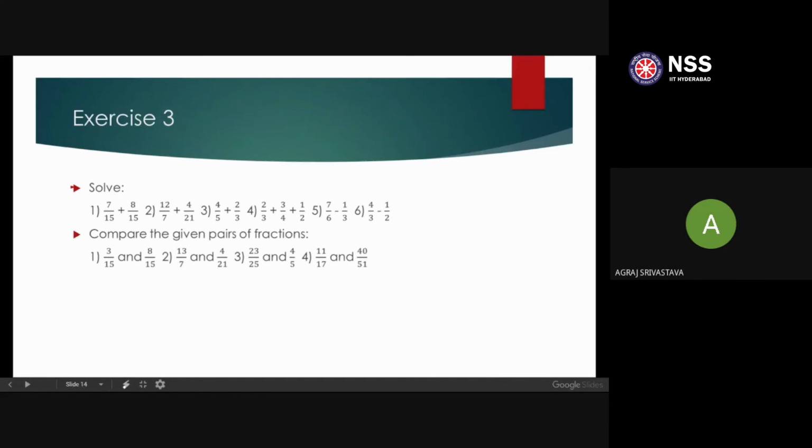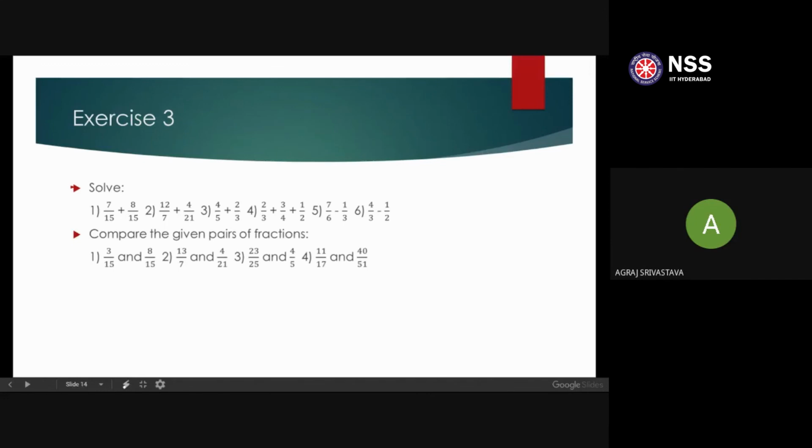Now for the final two questions, we'll cover both of them subtraction wise. 7 by 6 minus 1 by 3, the LCM is clearly 6, so it converts into 7 by 6 minus 2 by 6, which is 5 by 6. The sixth question is 4 by 3 minus 1 by 2, and the LCM is once again 6, so on conversion you get 8 by 6 minus 3 by 6, which is 5 by 6.